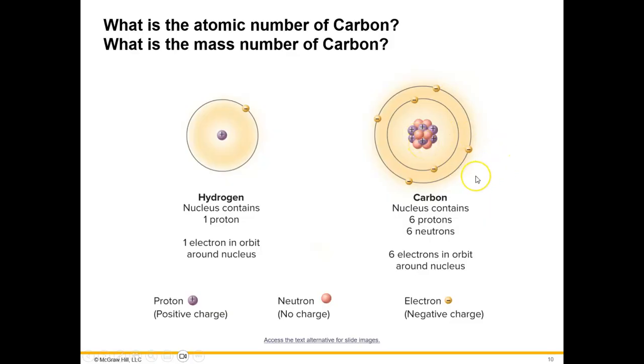Now we could look at the same picture and ask, what is the mass number of carbon? Just by seeing the structure of this atom, you can tell it has a mass number of 12, because we have 6 protons and 6 neutrons in the center, in the nucleus.